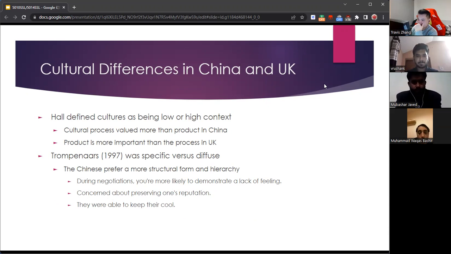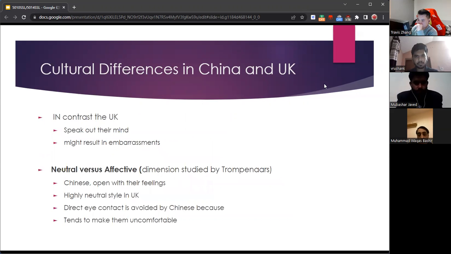As per Trompenaars, on specific versus diffuse, the Chinese prefer a more structured form and hierarchy. During negotiation, they are more likely to demonstrate a lack of feeling, and with concern about preserving one's reputation, they are able to keep their cool. In contrast, in the UK, people speak their mind, which might result in embarrassments.